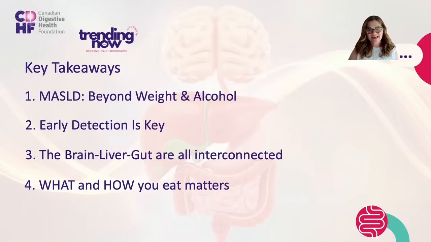3, the brain, liver, and gut are all interconnected. What impacts one system often affects the other. So that's why addressing MASLD effectively means looking at the whole person, from microbiome to mental health. 4, what you eat matters, but so does how you eat. Balanced nutrition, consistent meal timing, fiber, mindful eating, and enjoying your foods are all part of a sustainable liver supportive approach. The big picture here is that MASLD isn't just a liver issue, it's a metabolic lifestyle and whole body issue. And that means there are many entry points for healing. And with the right tools, guidance, and support, we can help people not just manage this condition, but actually feel better, live better, and protect their long-term health.